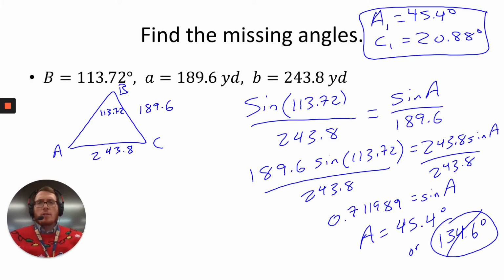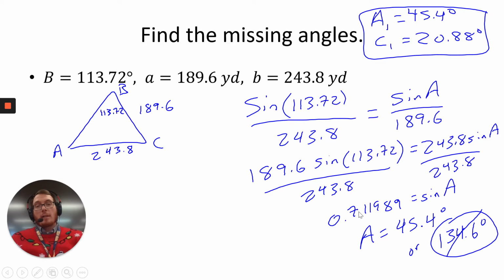Okay, for this question, it just says find the missing angles. So I set it up. Notice I have angle B and side length B. They go together here. I have angle and side length A that go together, but I don't know angle A yet. So I set it up. Sine of 113.72, because that's angle B over side length B, equals sine of angle A over side length A. I cross multiply, so I have this piece here, and then divide by the 243.8.